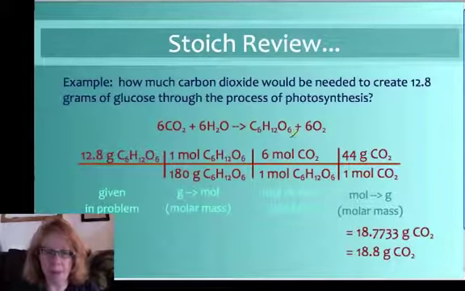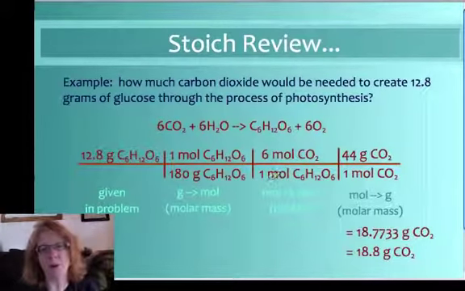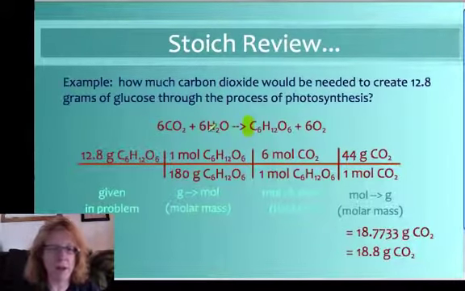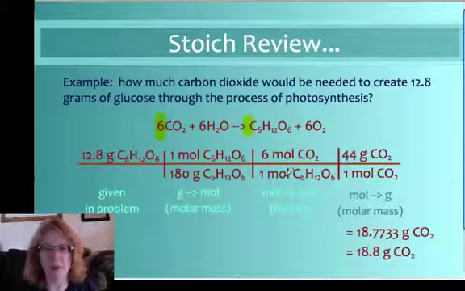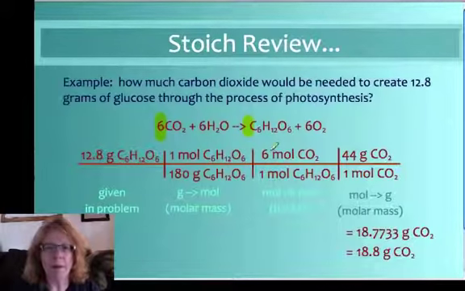Then the next step, here's our stoichiometry step. We're going to use the coefficients from that balanced equation to convert from moles of one thing to moles of the other thing. So we're converting from moles of glucose to moles of carbon dioxide. Again, there's a 1 here, and then there's a 6 there. So that's where these two values came from. 1 mole of C6H12O6 produces, or yields, 6 moles of CO2.